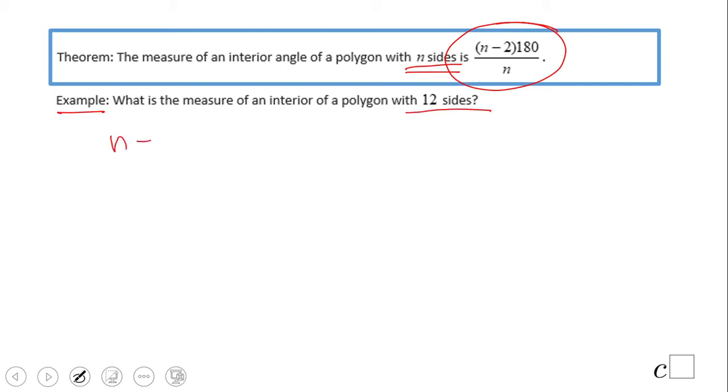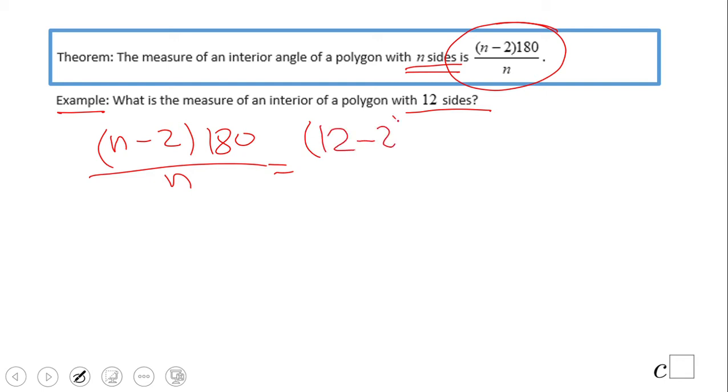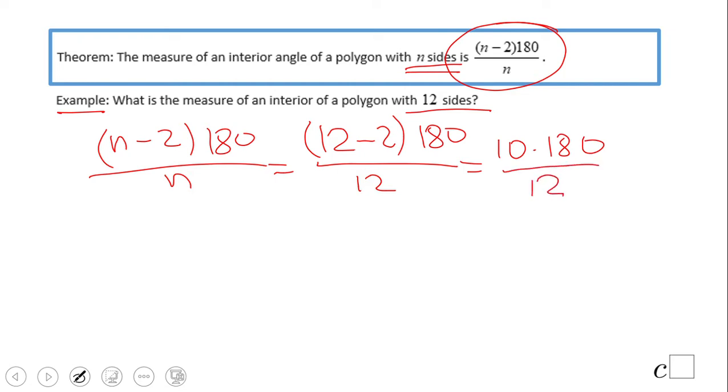So let me write again the formula, right? And we're going to replace n with 12. So we're going to have 12 minus 2 times 180 divided by 12. 12 minus 2 is 10. 10 times 180 divided by 12. Try to do this math without a calculator by simplifying eventually. And you should get 150 degrees.